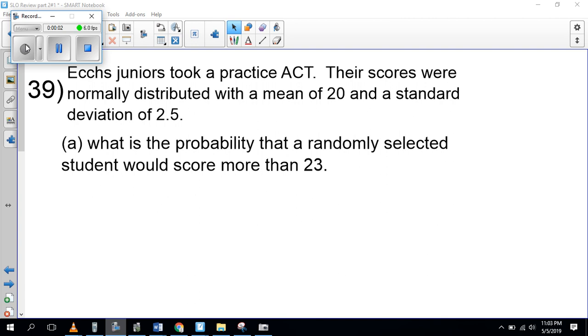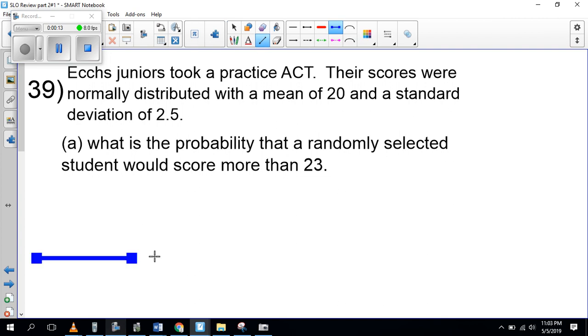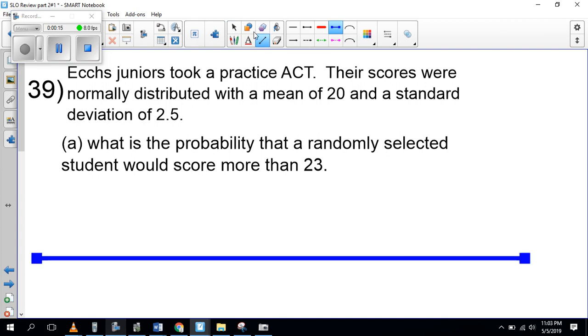Okay, we're going to do number 39 without using the calculator. So we got ECS Junior took a practice ACT. Their scores were normally distributed with a mean of 20. So we're going to just draw this out. A lot of people like drawing it out. So we got a mean of 20 and a standard deviation of 2.5.